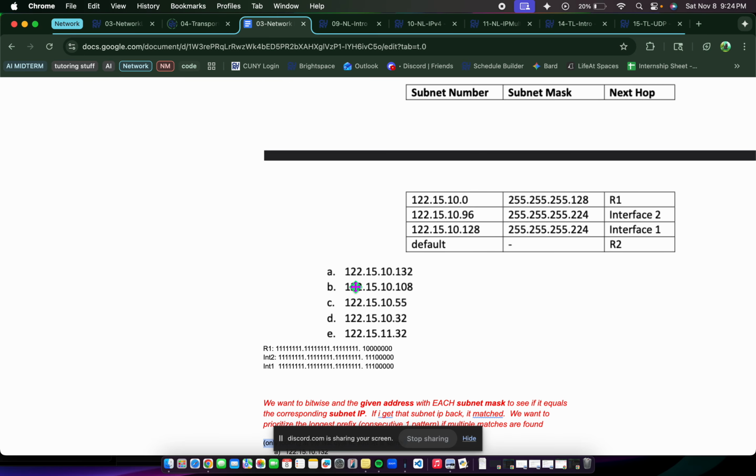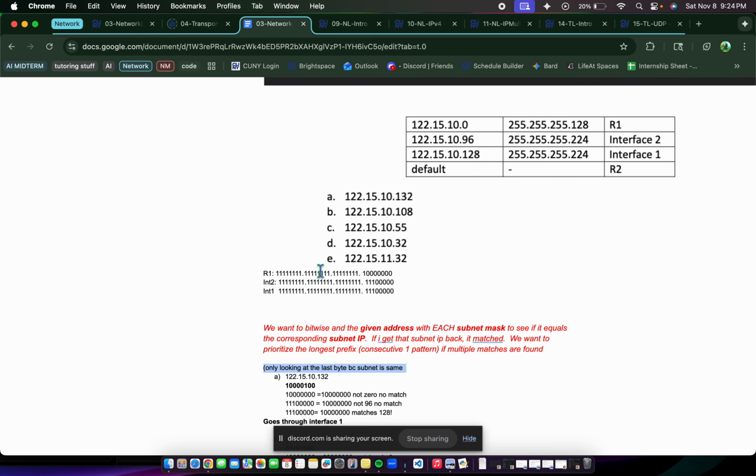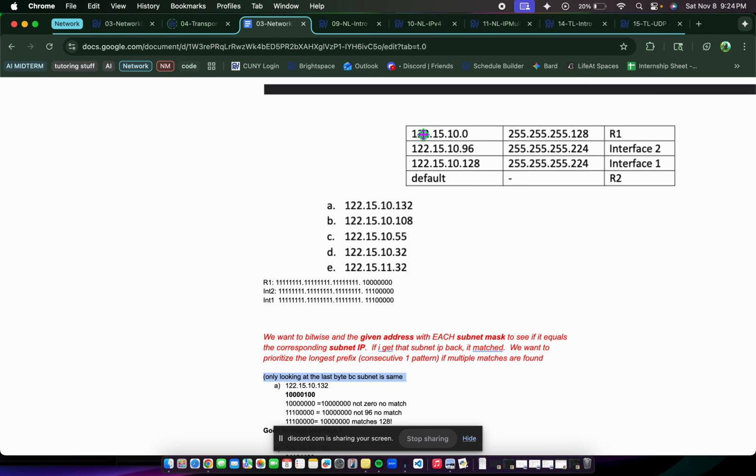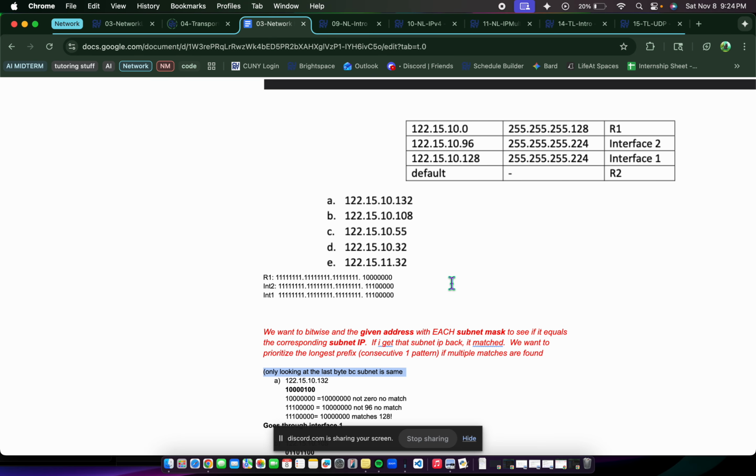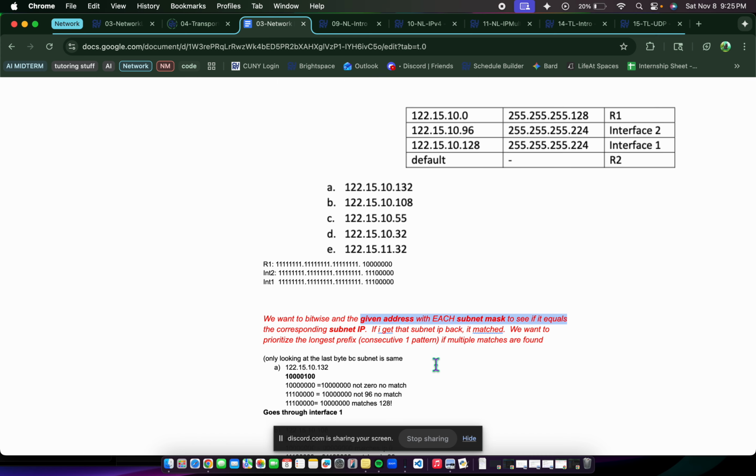So we'll take a look at the first one, right? What I did for each of these was to start off, I converted all 3 of these into the subnet. We're bitwise ANDing the given address with each subnet mask. So I took each of these subnet masks and I converted them into binary, right? So that's what I did over here.